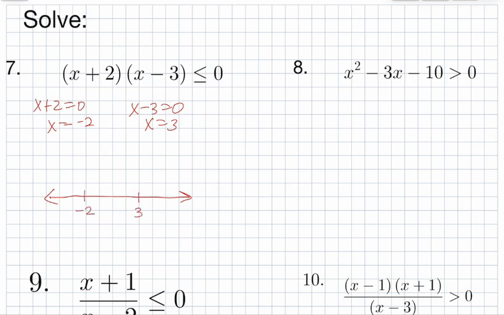Now go back to the symbol. If that's an equal to symbol at this point, color those in. And now let's make that into a chart. There were 2 factors, so I need 2 rows. Now we're going to put test numbers in there so that we can determine whether the area we're looking for is positive or negative. I'm going to go -3, 0, and 4.